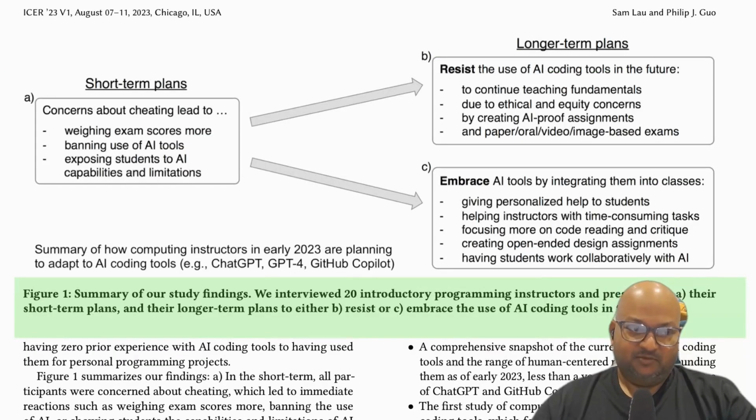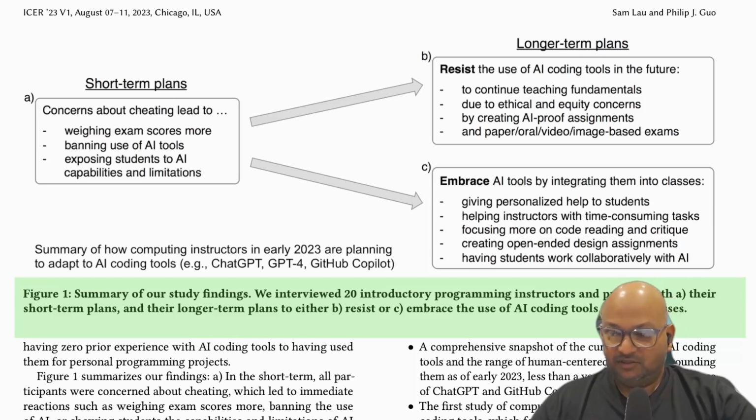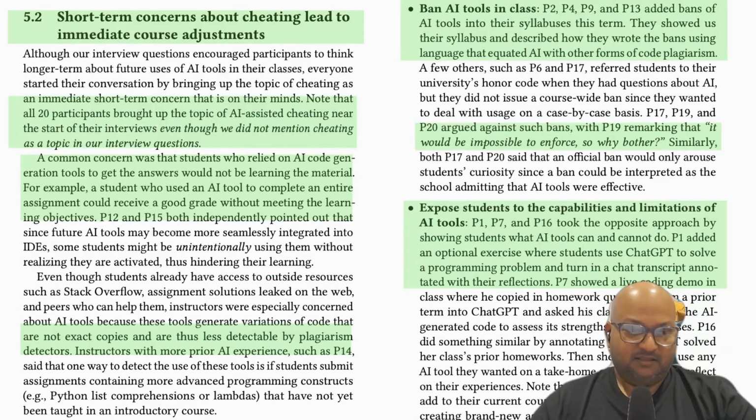The high-level summary of what they found was most instructors in the short term are very concerned about these tools, mainly because of cheating concerns. But in the longer term, they split into two large camps. One camp wants to resist the use of these AI tools, and another camp wants to fully embrace these tools and then see how they can shape the use of these tools or change the way they're teaching or change what they're teaching. So let's look at these responses in a bit more detail.